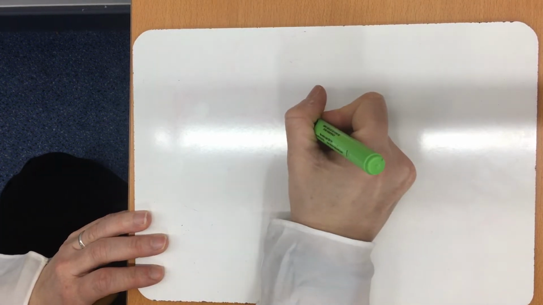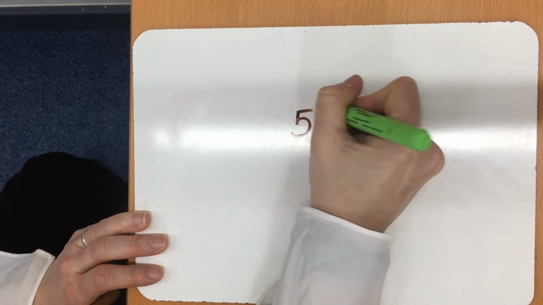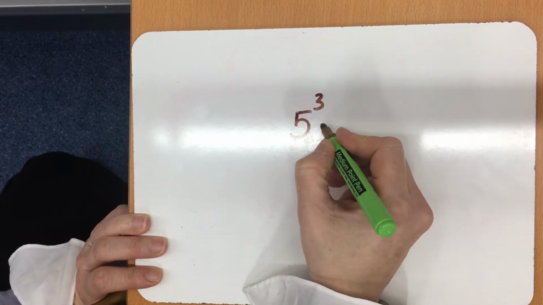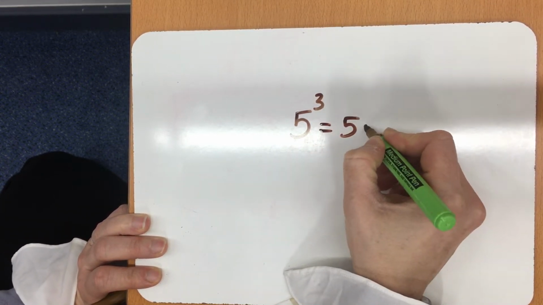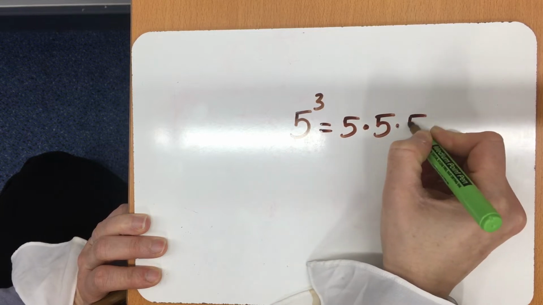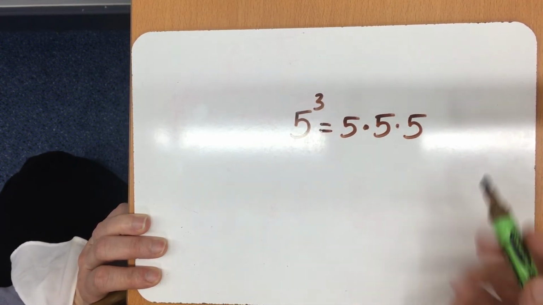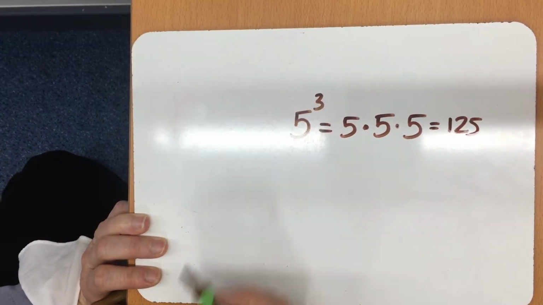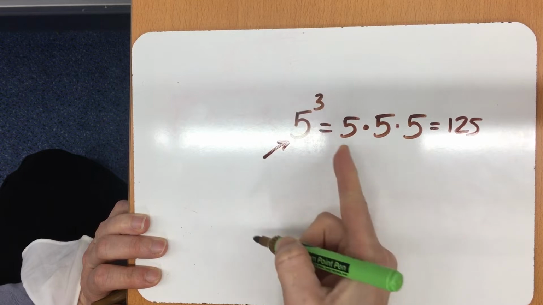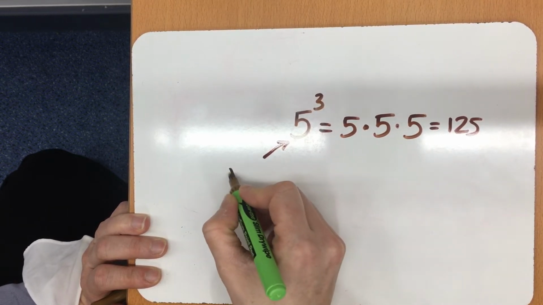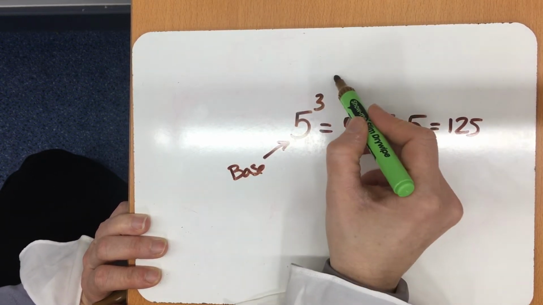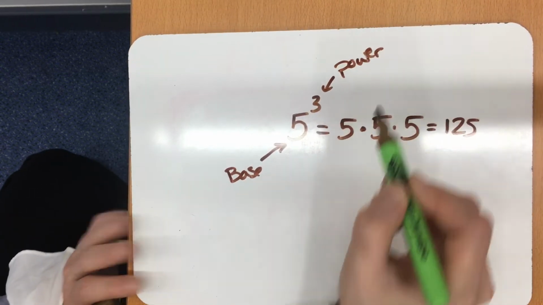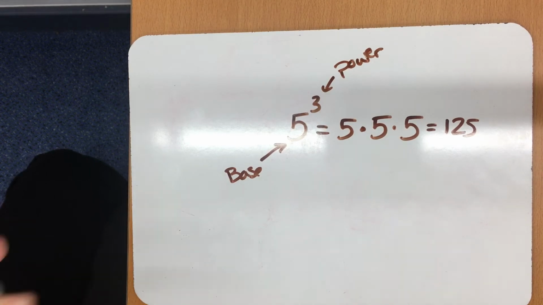So for example, if I have 5 to the third power, as most of you probably remember, what this means is that actually I have 5 times itself 3 times. So not 5 times 3, but 5 times itself 3 times. And in this, just some vocab to go along with it, the big number on the bottom that you're multiplying over and over is called the base. And the little number that tells you how many times to multiply it is called the power. So as long as we remember that, then we're good to go.